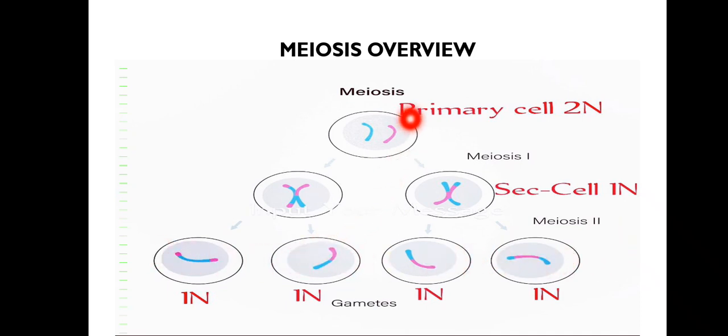So imagine this was your primary spermatocyte. It undergoes meiosis 1. You reduce the number of chromosomes from 2N to 1N. So you form a secondary spermatocyte. This secondary spermatocyte undergoes meiosis 2 and forms these spermatids, which have got 23 chromosomes on each spermatid. So that is what is involved basically in meiosis.